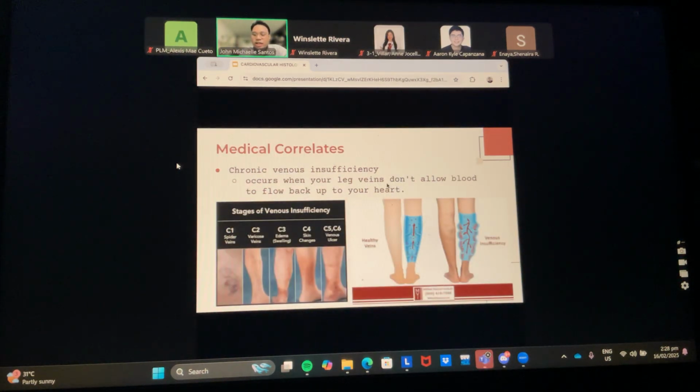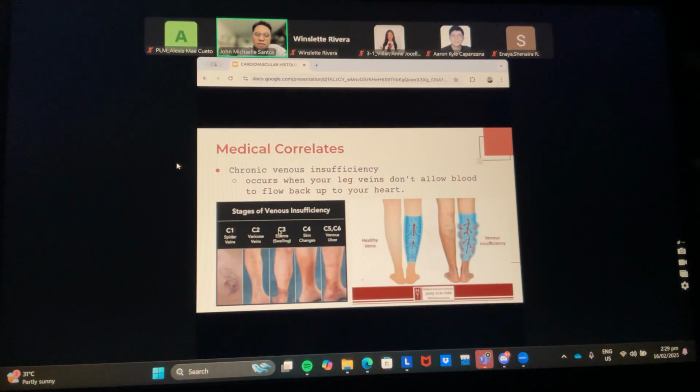Okay? Ano yung correlation natin dyan? One clinical correlate is your chronic venous insufficiency. Anong nangyayari? This one occurs when your leg veins don't allow blood to flow back up to your heart. Ano yung mga possible pathophysiology niyan? Yung valves mo, okay? Nasisira yung valves na nasa legs. So instead na kapag nag-flow siya dyan, babalik siya, mag-close yung valve, hindi siya nag-close kasi nga, nag-weaken na siya. So ang nangyayari, since there is backflow of blood, nag-accumulate siya dyan. Yan yung nakikita ninyong varicose veins.